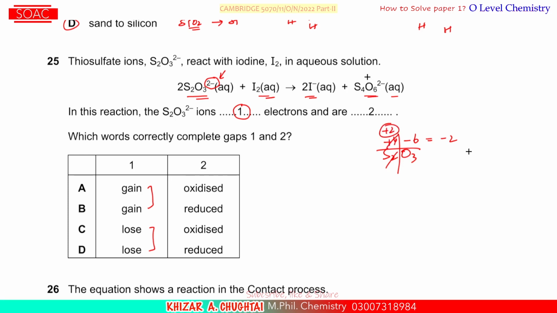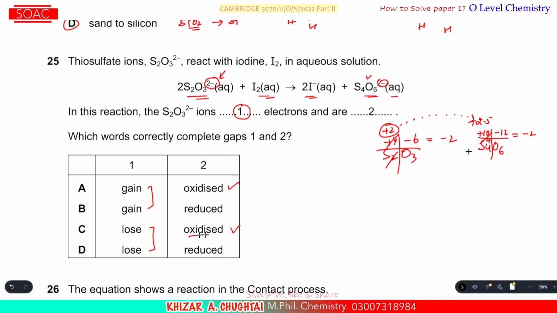What is the oxidation state of sulfur in S4O6 2-? One oxygen is equal to minus 2, so minus 12 over here. The sum is again 2 minus, so there must be plus 10. For 1 sulfur, that should be equal to 2.5. So the oxidation number is going to increase. I mean, in this case, there is oxidation.